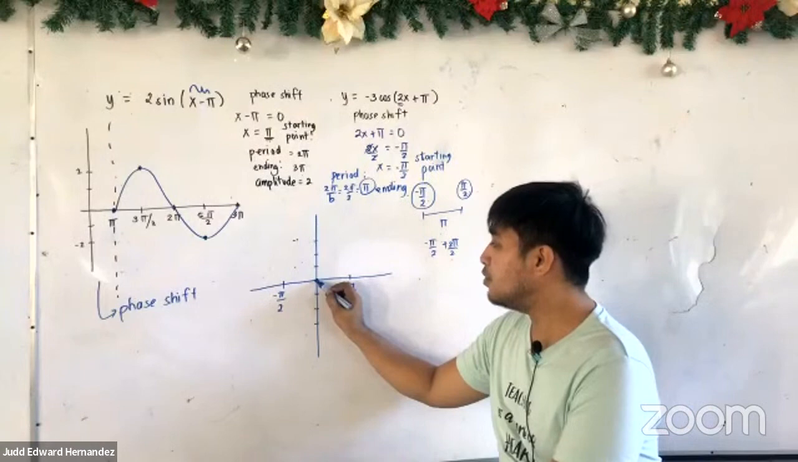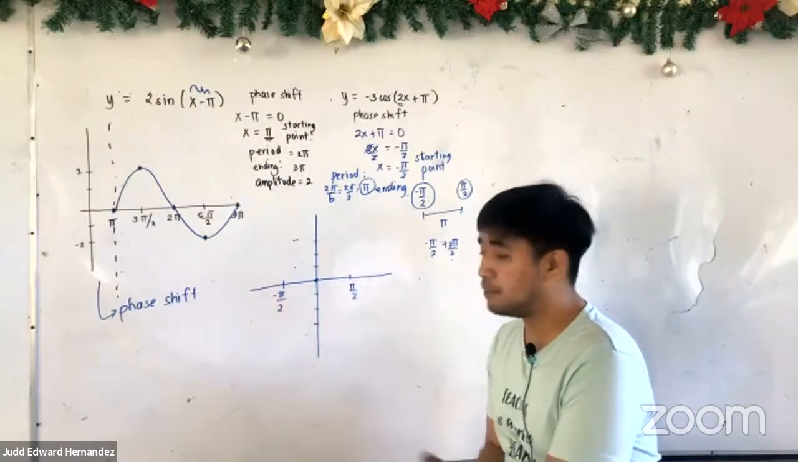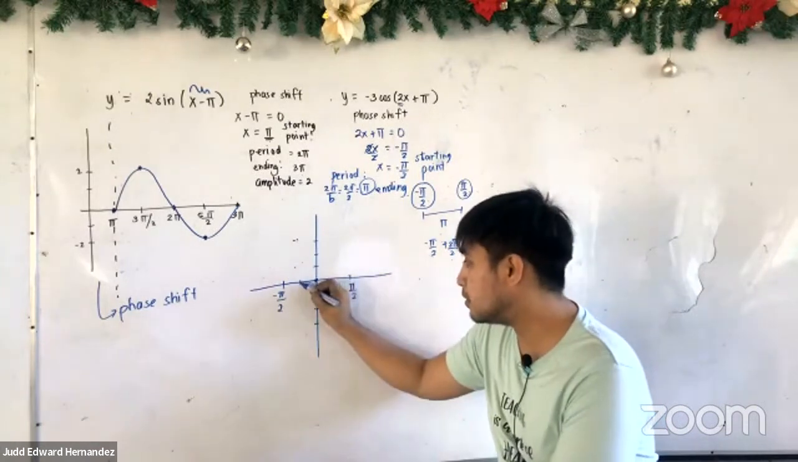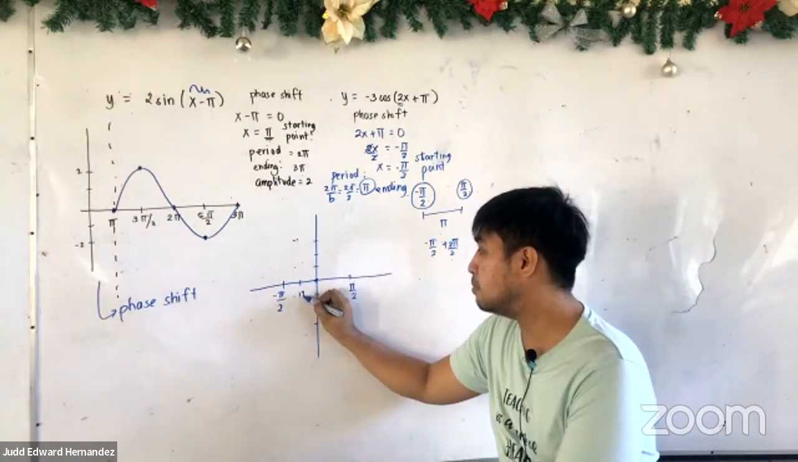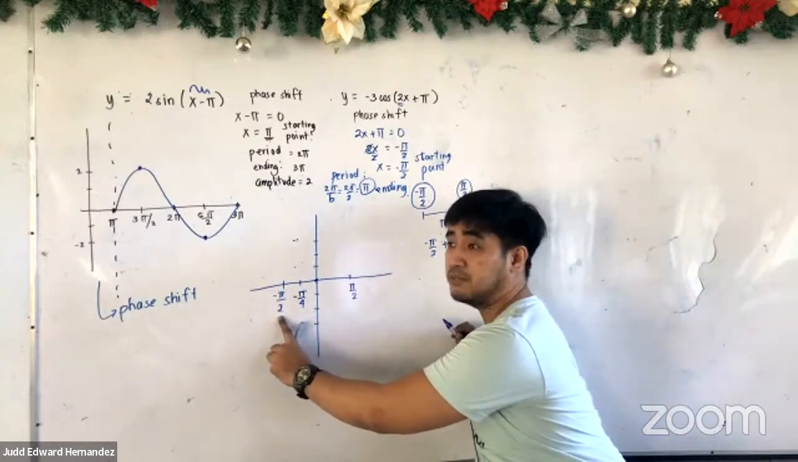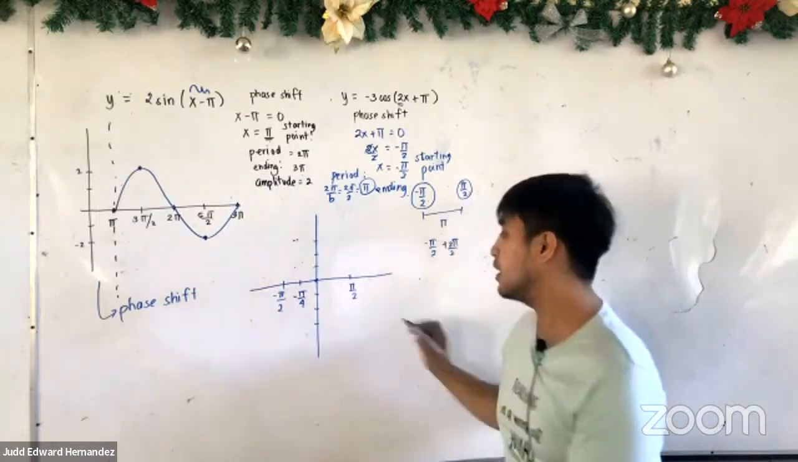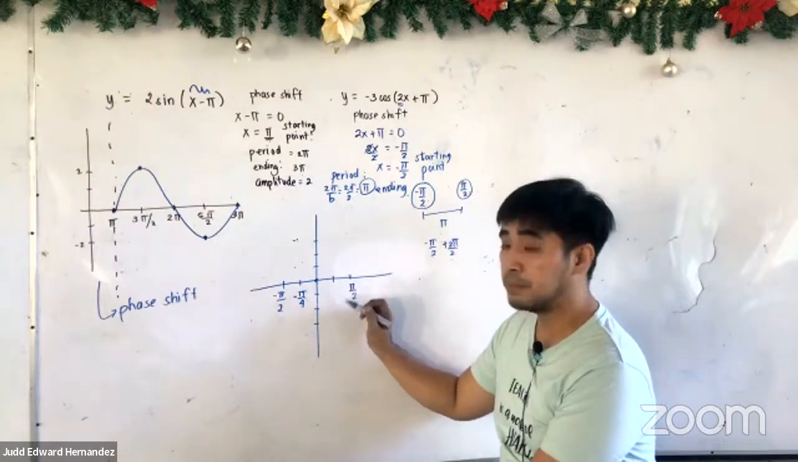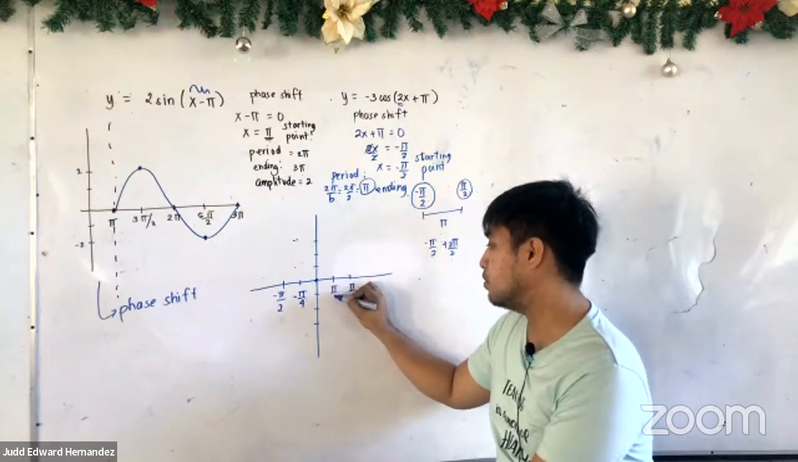Opo. Ano naman yung gitna ni 0 papuntang negative pi over 2? Ano naman to? This becomes negative pi over 4 dahil i-divide mo lang siya kay 2. Pag i-divide mo, multiply mo yung denominator. At ano naman yung gitna nito? 0 at pi over 2. The middle now is pi over 2.